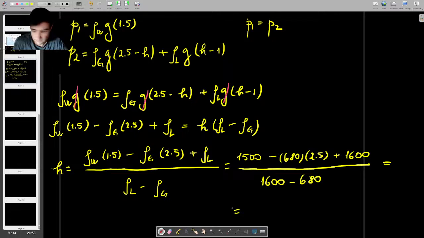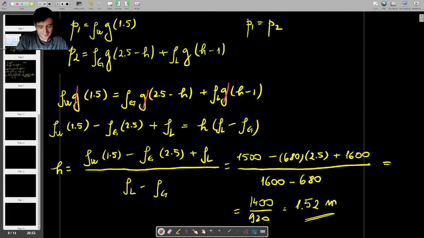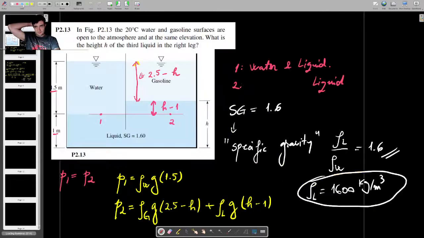Okay, so now we just plug the numbers in and see what we get. 1500 minus 680 times 2.5 plus 1600. Okay, so the top is just 1400 and the bottom is 920. So I have this divided by 920, so I get about 1.52 meters. Yes, good job, Yadav, your calculations are very quick. So we found finally that h is 1.52 meters, and that's the question basically. Relatively straightforward. Once again, we applied the same principle, so nothing terribly challenging.